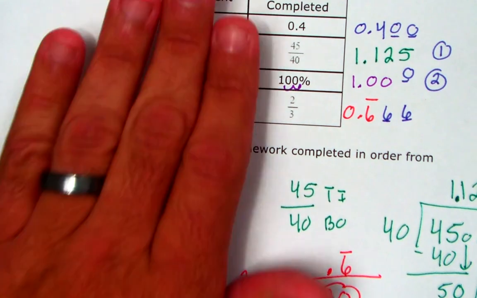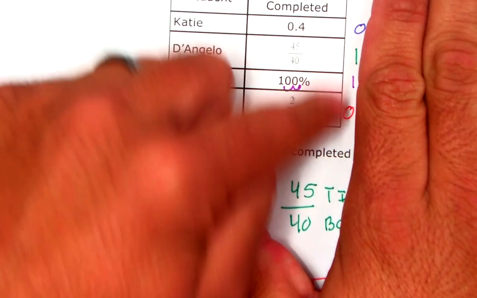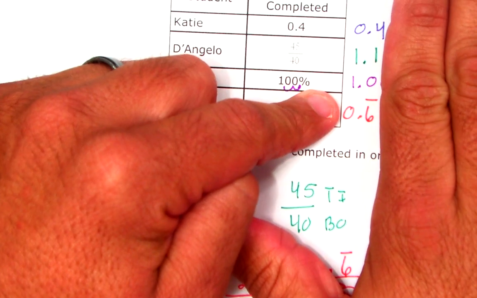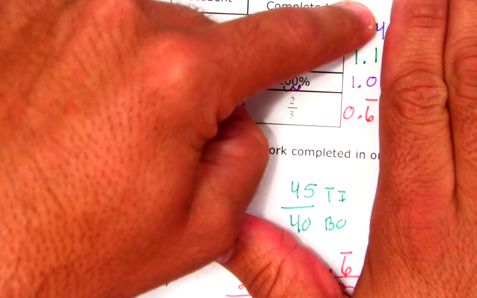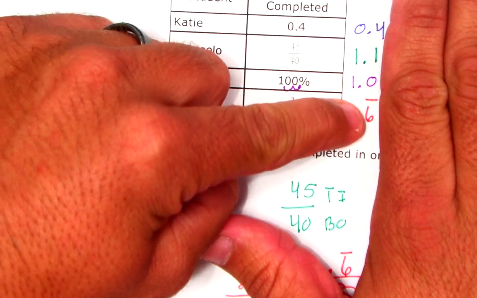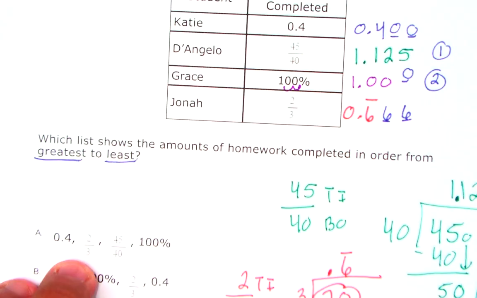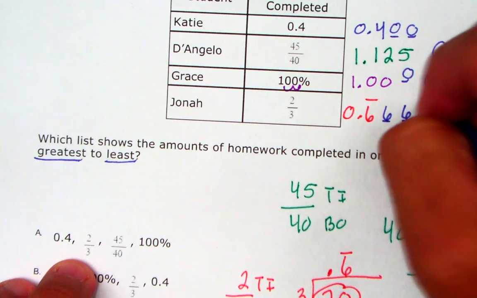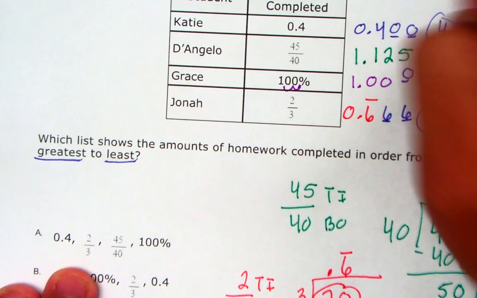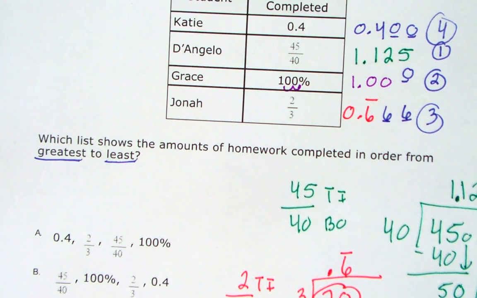And now we're looking at Jonah and Katie. They both have a whole number of 0. Look in the tenths. I have a 4 versus a 6. The 6 is bigger. So he got 3rd. That means Katie spent the least amount of time. So my answer choice, 45/40 was D'Angelo. That would be right there. Answer choice B.